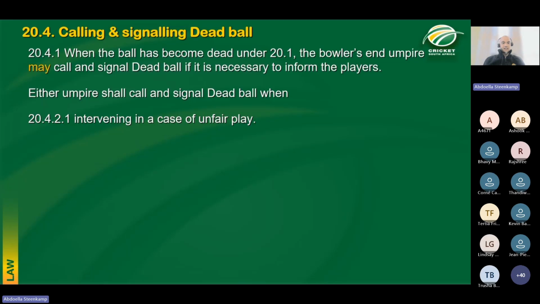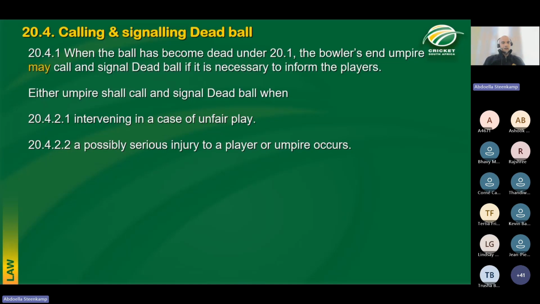So the first instance where umpires need to call and signal dead ball is if they are going to intervene in the case of any unfair play. Before going to intervene, please call and signal dead ball, because as soon as you utter those words, the ball is now dead. It stops the fielding side from doing anything, stops everyone from doing anything. Anything that happens after you utter those words, dead ball, is irrelevant.